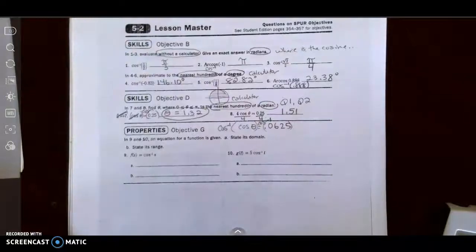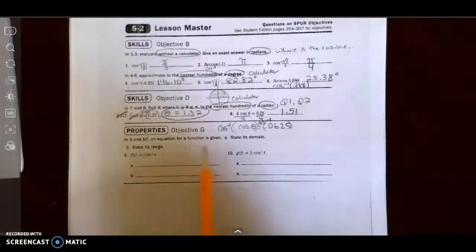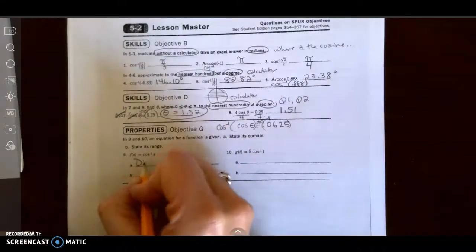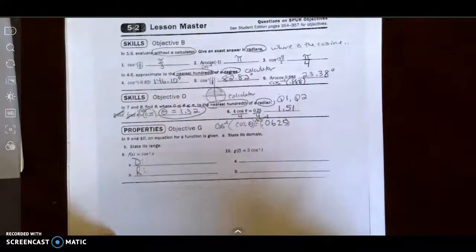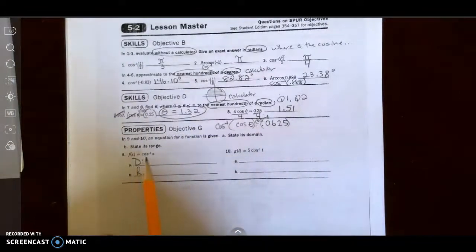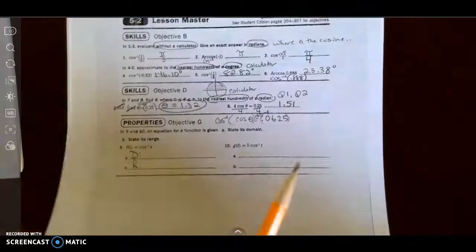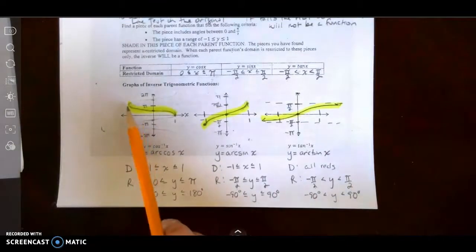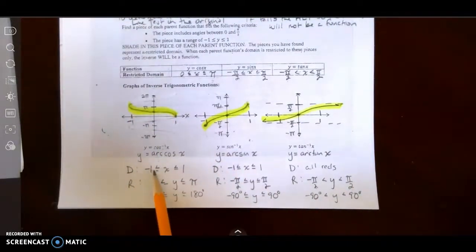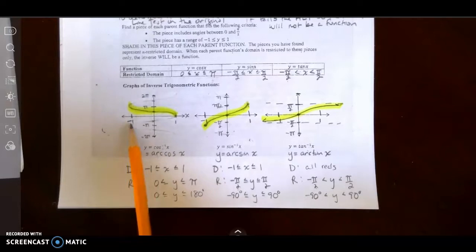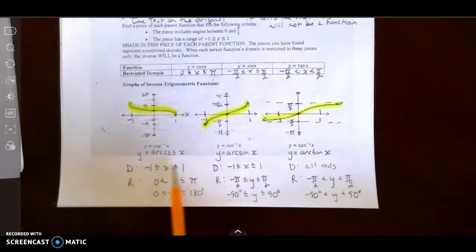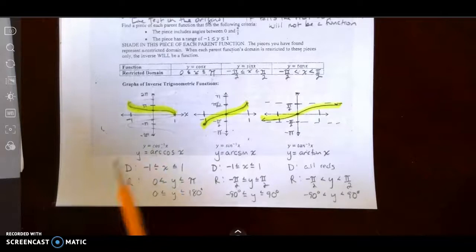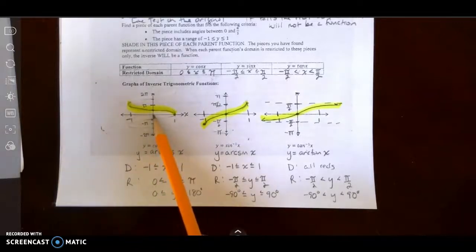So 9 and 10, an equation for a function is given. State its domain, state its range. So we're doing the domain and the range. Right? So here I have inverse cosine. What's the domain? What's the range? I'm going to look back at this first page of notes where here's my inverse cosine. The domain goes from -1 to 1, as written here. And my range goes from 0 to pi.